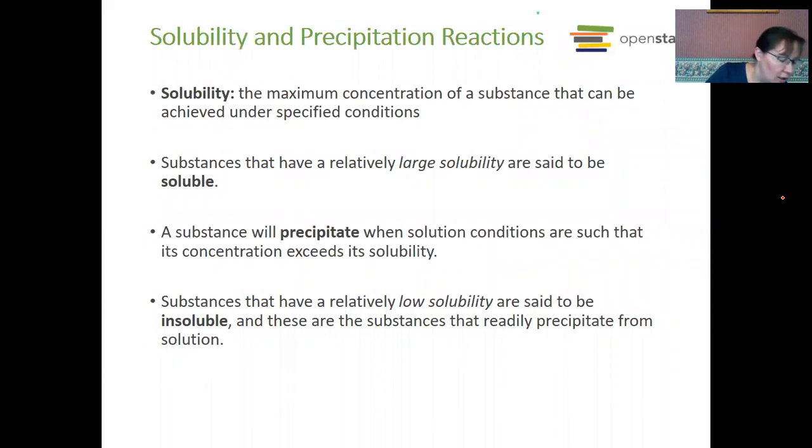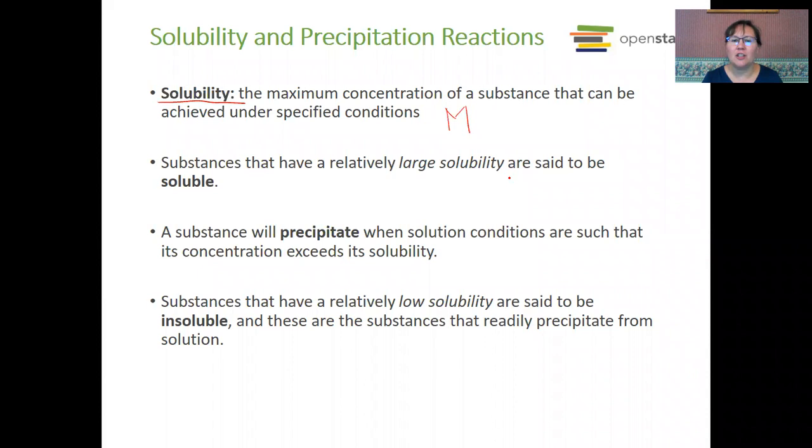Now let's take a look a little bit more at these reactions. We have solubility. Solubility is really, really important. There's a little break in the screen because I had forgotten to pull up another document that I wanted behind this. Sorry about that. Solubility is the maximum concentration of a substance that can be achieved under specific conditions. So remember, we're talking about concentration here. The solubility can be described as a molarity, remember from the previous chapter.